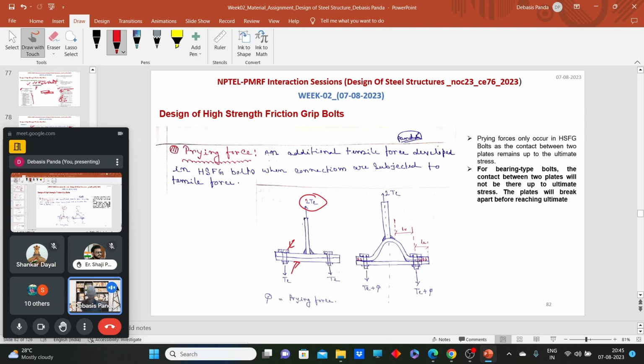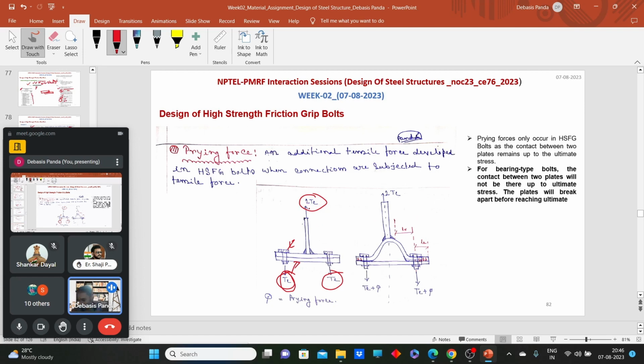So here what happened? Obviously, if we have two bolts, the two bolts will equally carry half of that tensile load each. Now, if we design for that load using only this tension, the joint may fail because one more tensile force will be generated within the frictional kind of bolts. What is that? That is the prying force.